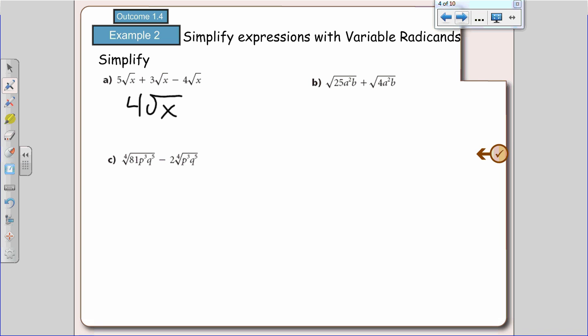Before you try combining things, try breaking them down. What's the square root of 25? 5. What's the square root of a squared? What's the square root of b? Square root of b. You can't do anything to it. Plus, what's the square root of 4? What's the square root of a squared? A. And what's the square root of b? It's still square root of b.